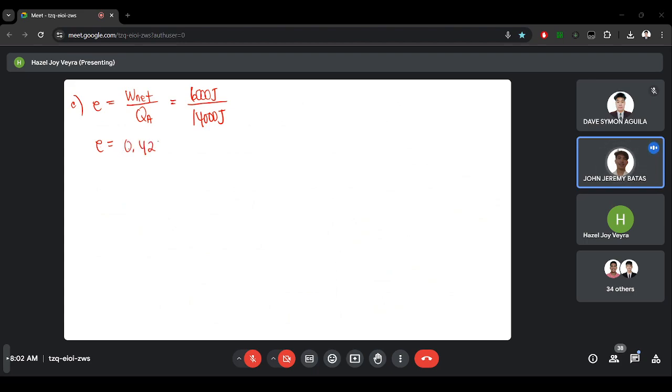0.42857, 14286. So let's multiply this by 100%. Efficiency in 3 decimal places is 42.857. Correct.